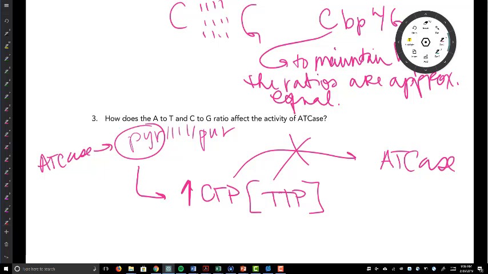So that being said, would anybody like to explain, did any of the groups talk about the effect that ATP had on ATCase? So we understand why CTP deactivates ATCase, but why would ATP activate ATCase? Okay, would you like to elaborate a little bit more?